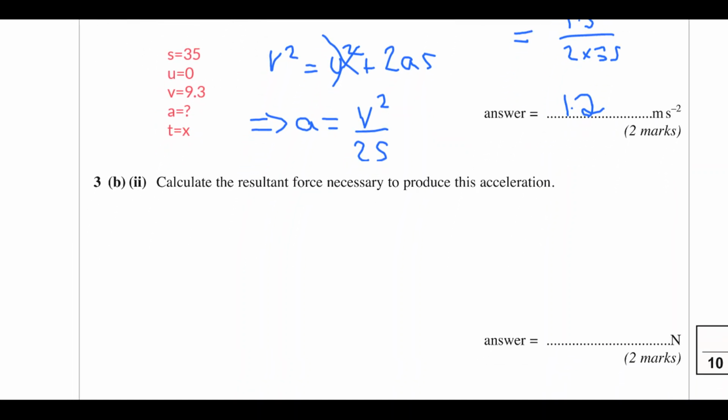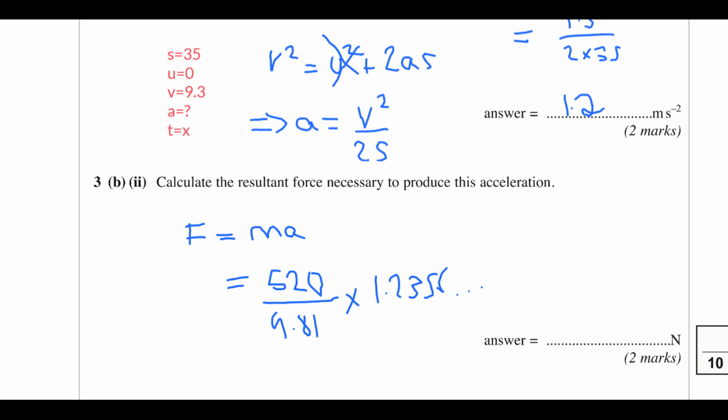Calculate the resultant force necessary to produce this acceleration, so we're going to use Newton's second law. So we had her weight force was 520, so we're going to need to divide that by 9.81 to get her mass, times by 1.2356. So when we calculate that, we get a value of 65.49, so essentially 65 newtons to 2 significant figures, and that completes question 3.